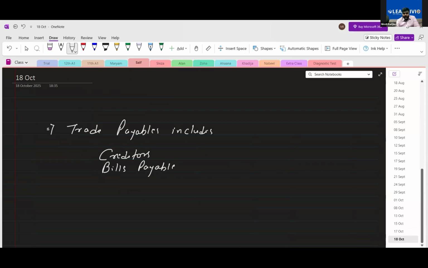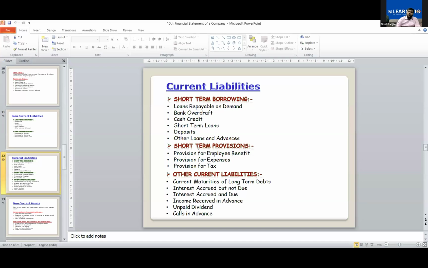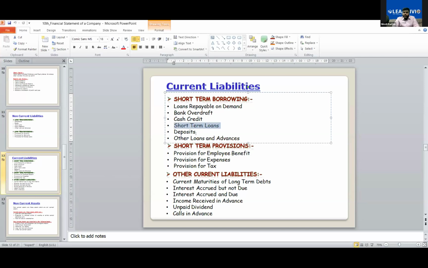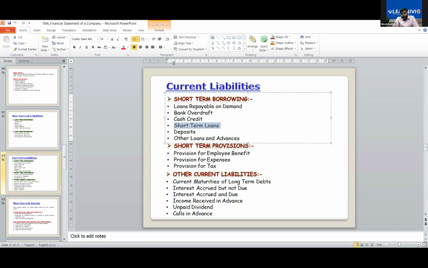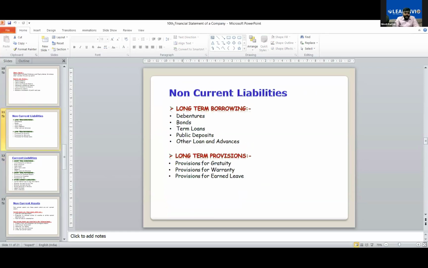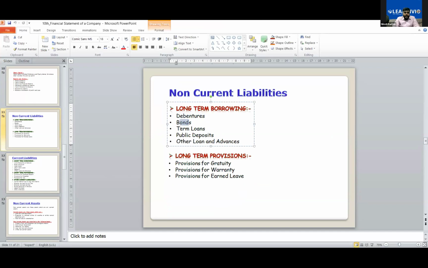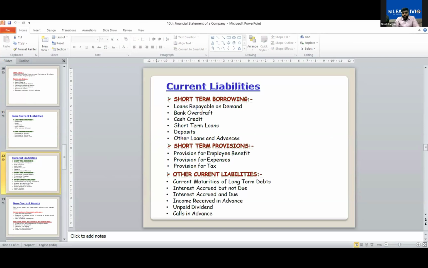And all the other items under current liabilities you can see here: short-term borrowing, bank overdraft, cash credit, short-term loans, deposits. Everything is almost the same as long-term borrowing, but if it is for less than 12 months, then it is called short-term borrowing. You can see here debentures, bonds, term loans, public deposits, other loans and advances. Here also in short-term borrowing, we have short-term loans, deposits, other loans and advances. So these are short-term borrowing.